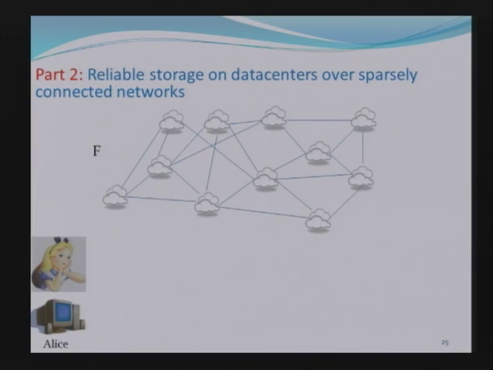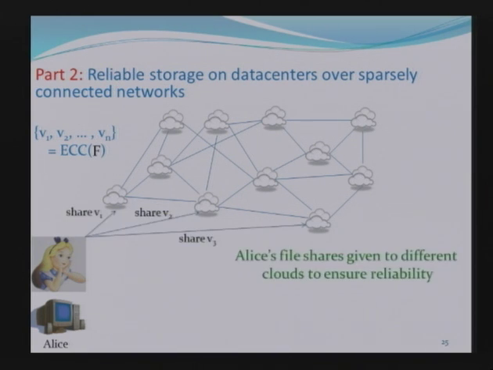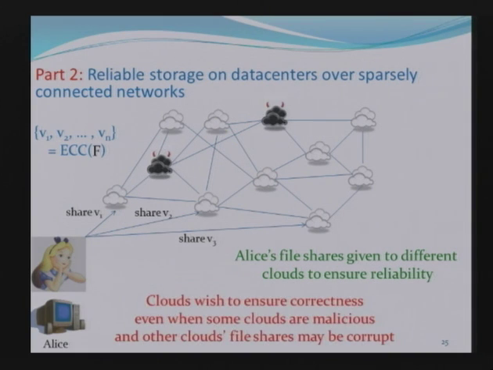So the setting is something as follows. There are multiple clouds. Alice's file is there, F. What she does is she encodes her file using some error correcting code so that it can be recovered later on. Let the error correcting code give out components V1 through VN, and she's going to give all these shares to different servers. Okay, so server 1 is going to store V1 for her, and so on and so forth. And this is done to ensure reliability.